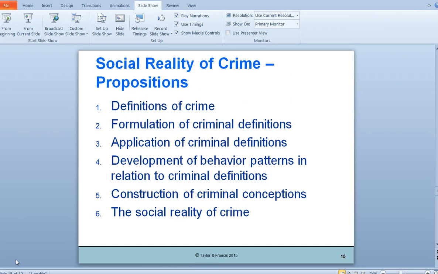The propositions are: 1, definitions of crime; 2, formulation of criminal definitions; 3, application of criminal definitions; 4, the development of behavior patterns in relation to criminal definitions; 5, construction of criminal conceptions; and 6, the social reality of crime.